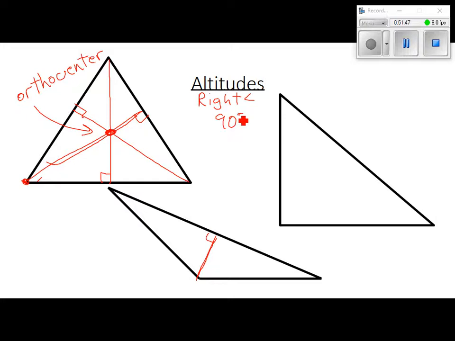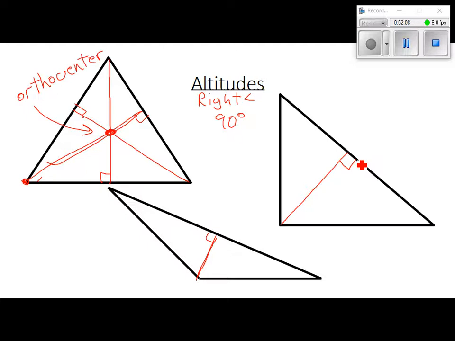90 degrees. Can you do the right angle as well? You want me to do the bottom? Yeah. Let me do this one real quick, and then from this side, from this over to there, I'm going to do both these. Everybody get the first one? Yeah. That altitude's pretty easy.